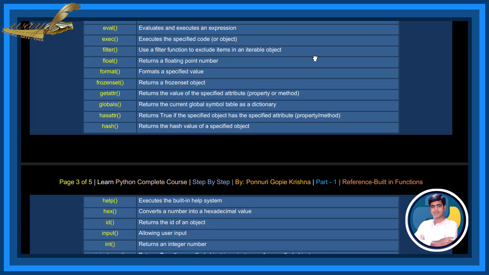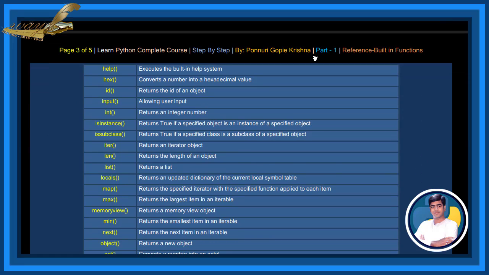The hasattr function returns true if the specified object has the specified attribute, property or method. The hash function returns the hash value of a specified object. The help function executes the built-in help system. The hex function converts a number into a hexadecimal value. The id function returns the ID of an object.